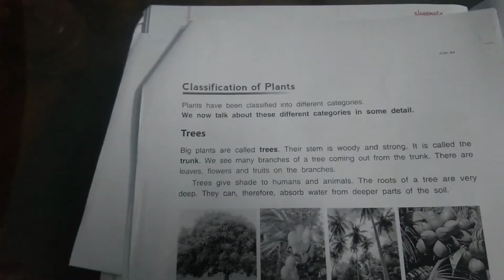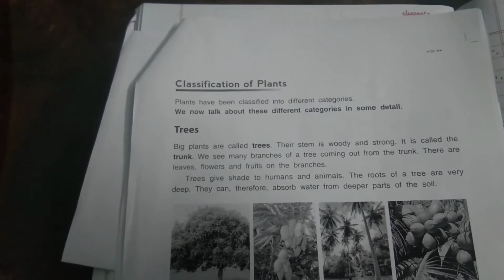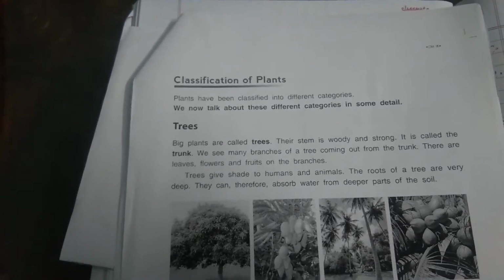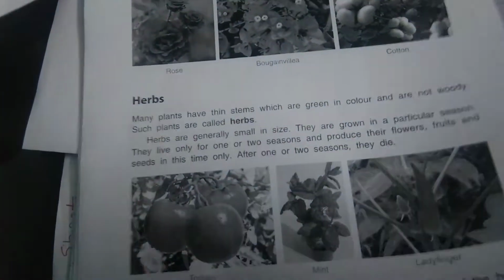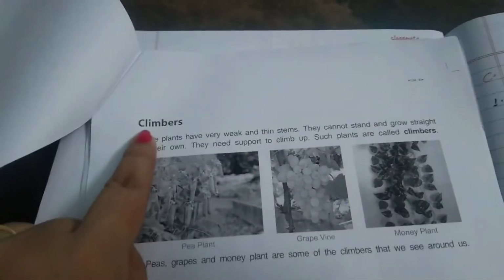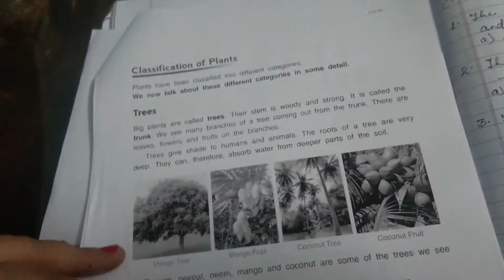Then we have studied about classification of plants on the basis of their stem. On the basis of the stem, plants can be classified into 5 types, namely trees, shrubs, herbs, climbers and creepers. These are the 5 types of plants that we see around us.